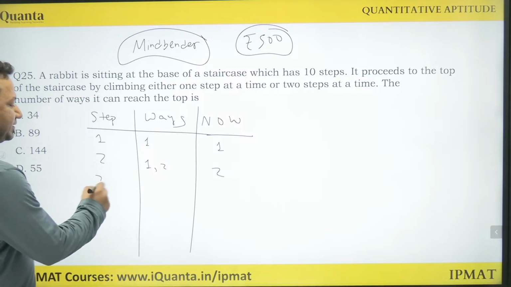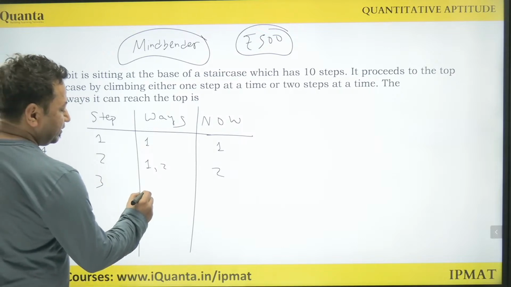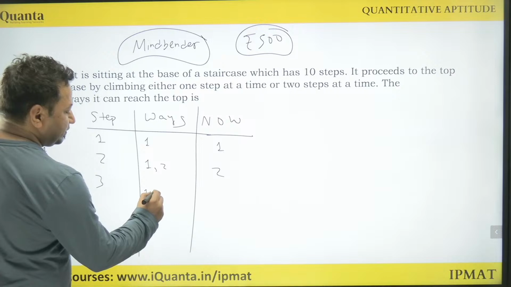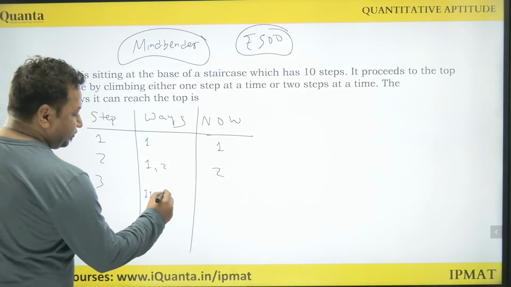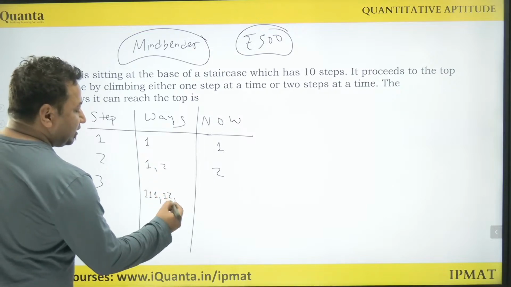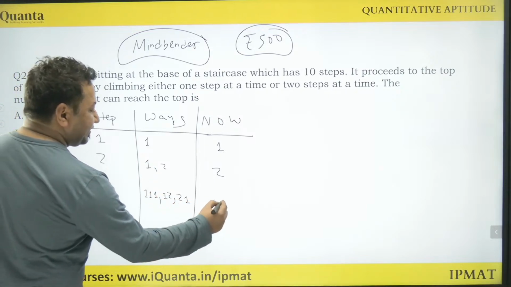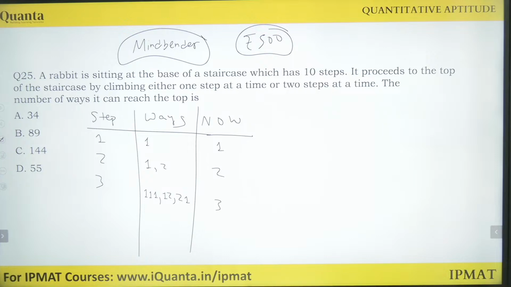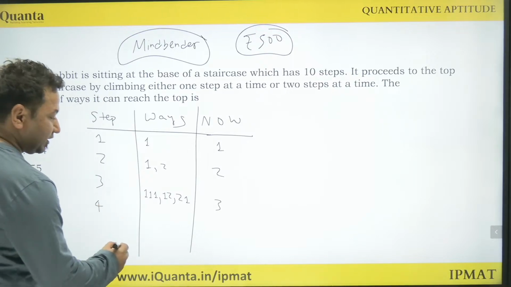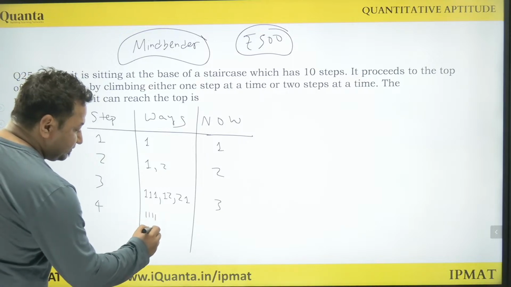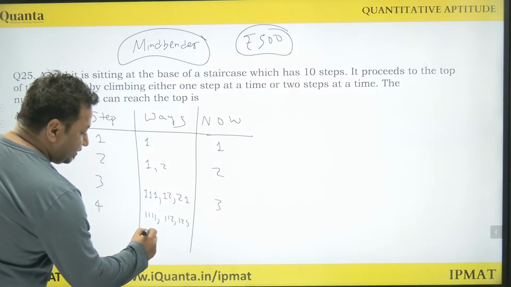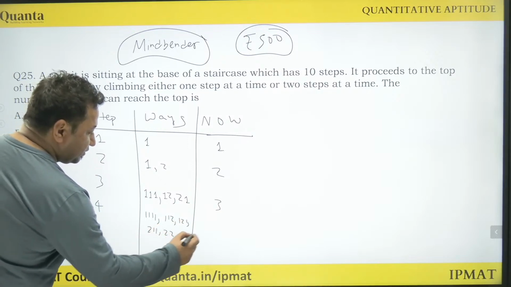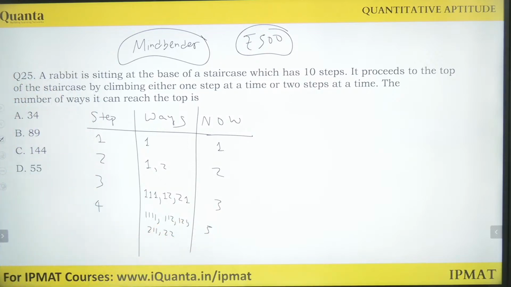If there are three steps, the rabbit can go: first way is getting one step, then one step and then two steps, or two steps and then one step. We have three ways. If there are four steps, how many ways are there? 1, 1, 1, 1; 1, 1, 2; 1, 2, 1; 2, 1, 1; 2, 2. Total number of ways is 5.